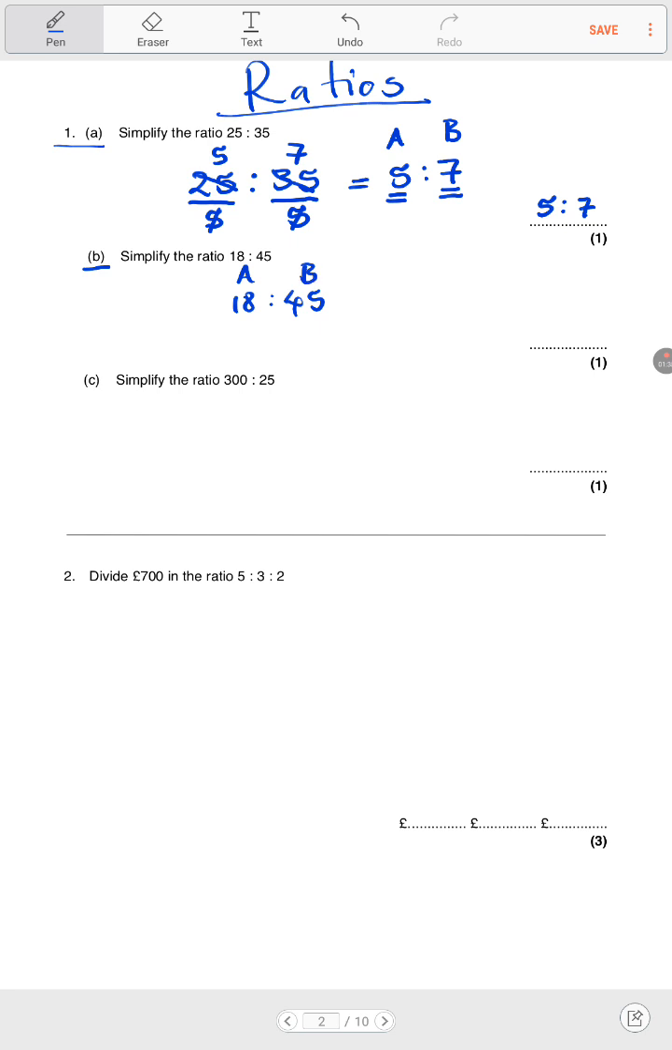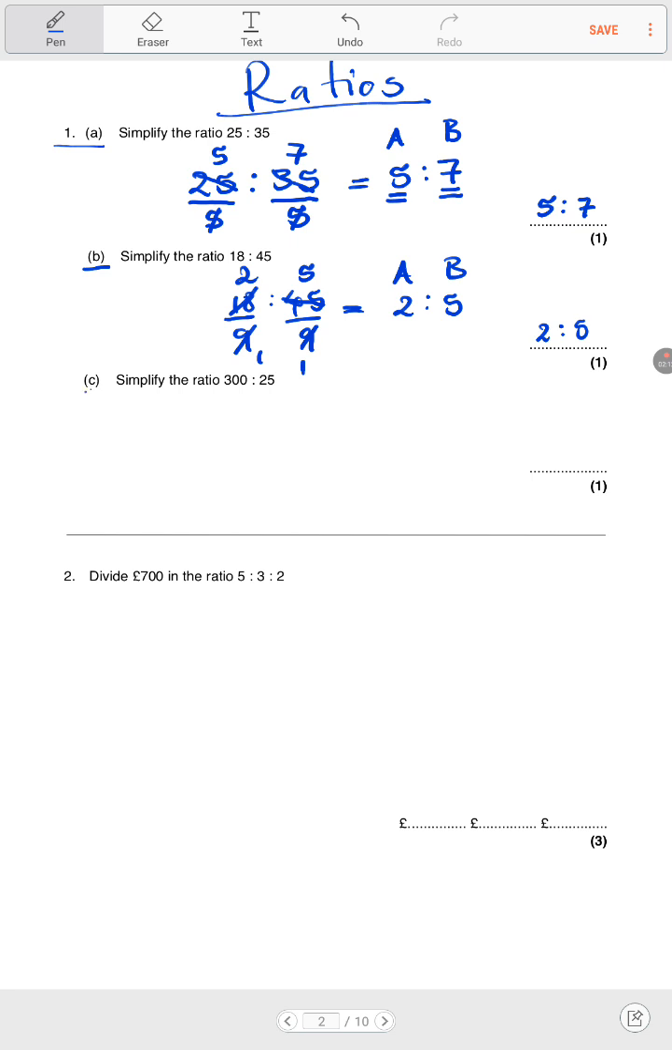Here we're going to realize that these two have got a common factor, which is equal to 9. So we say 9 into 9, 1. 9 into 18, that's 2. 9 into 9, 1. And 9 into 45, that's 5. Which means this ratio in its simplest form is 2 is to 5. Whenever A gets 2 things, B gets 5. So our answer is 2 is to 5.